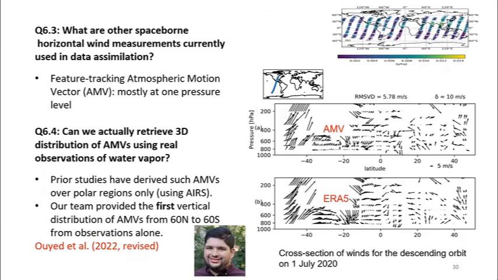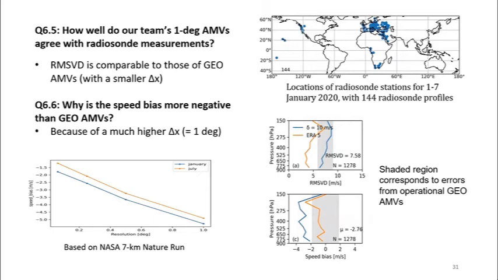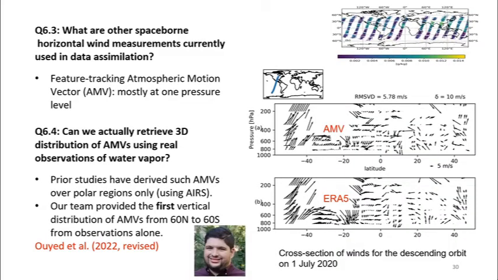So next, we actually use the radiosonde data to do the evaluation of our 1 degree AMVs. Clarifying question, what was the satellite data for the water vapor that you're using to do your tracking? Yes, there are two operational NOAA satellites. One is NOAA 20 and one is Suomi NPP. So is it the VIIRS instrument? VIIRS on NOAA 20. Yeah. Okay, thank you.